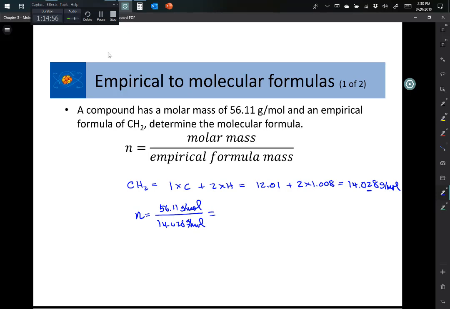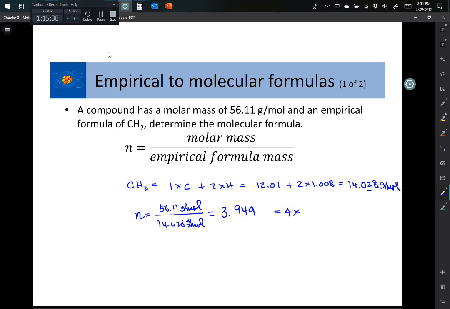It doesn't look like it to my eye. How am I going to know if that's a whole number? It's the number of times the empirical formula divides evenly into the molecular formula. I'll show you how to use it in a second. We're just going to calculate it and then I'll show you the formula. I probably should have shown you first. So I'm going to take 56.11 divided by 14.028, and I get 3.949. I'm going to assume that that is 4 times.